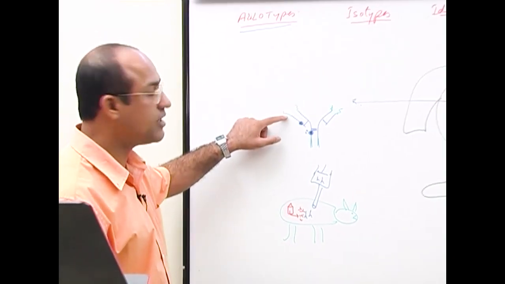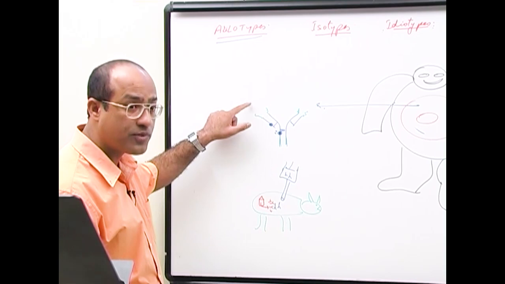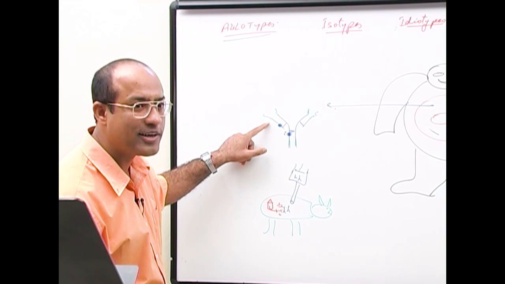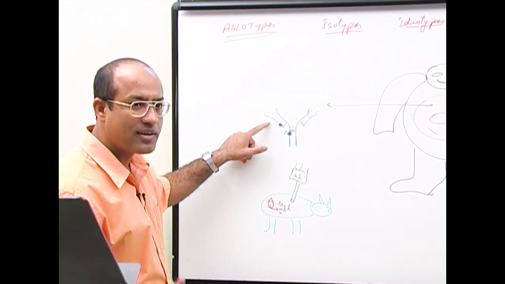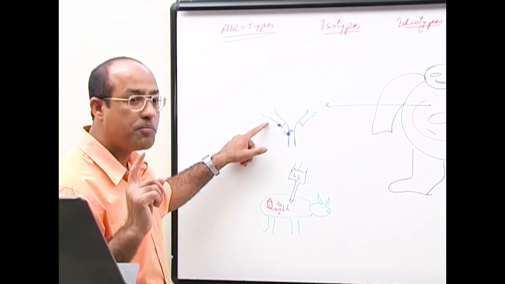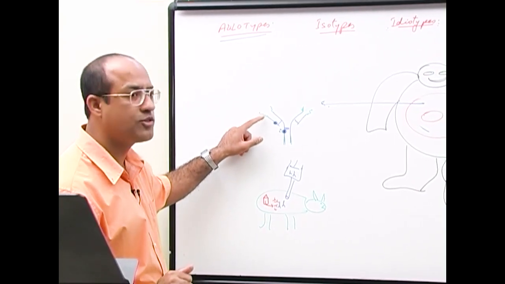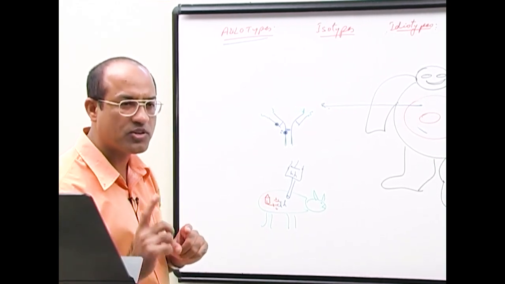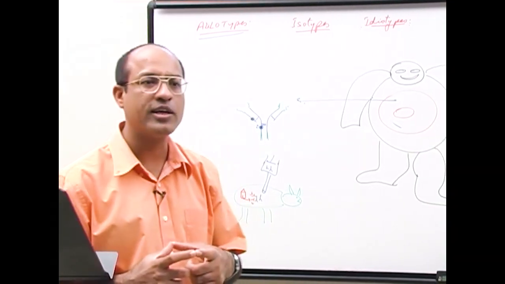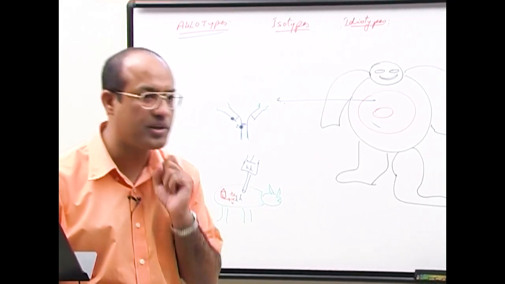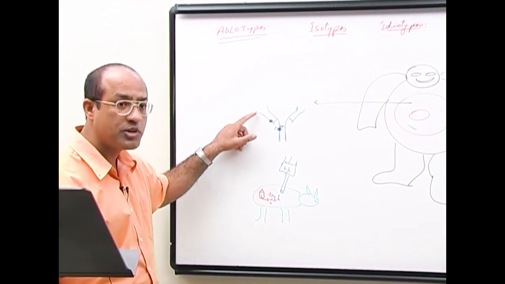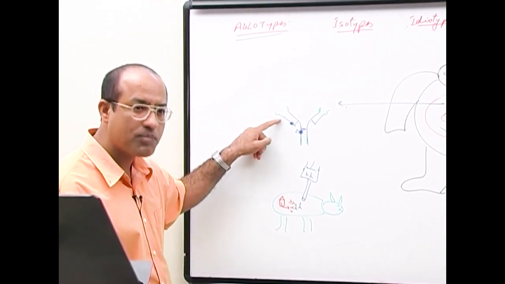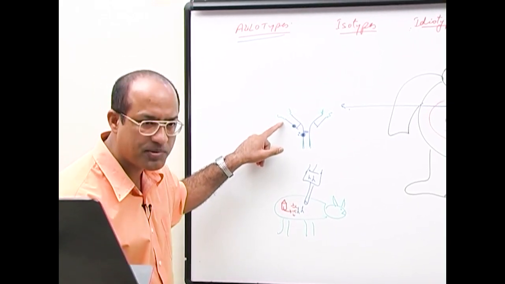Because every antibody directed against a different antigen has a different idiotype. So what are idiotypes? Idiotypes are the antigenic determinants made by the amino acid sequence in the variable region. Let me repeat it, it's worth repeating. Idiotype is the antigenic determinant made by the amino acid sequence present in the variable part of the antibodies. And one person may have millions of idiotypes.